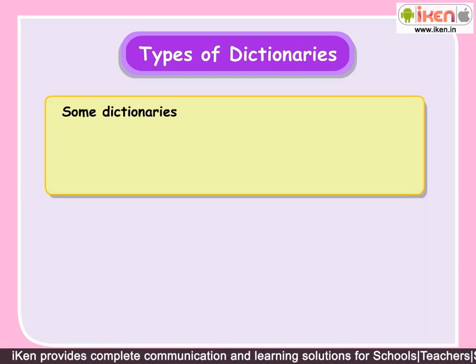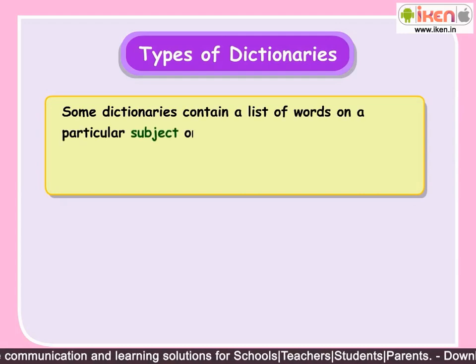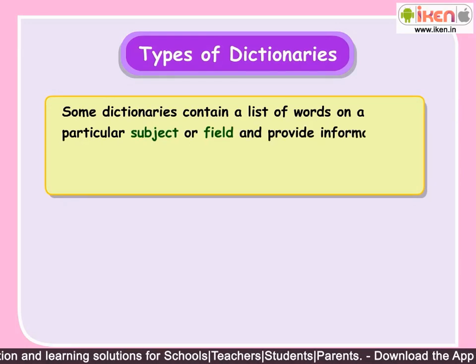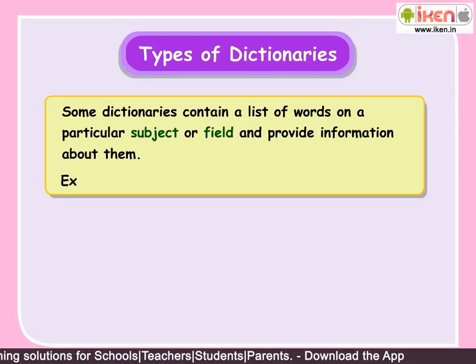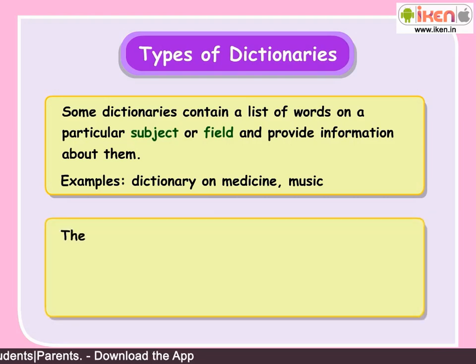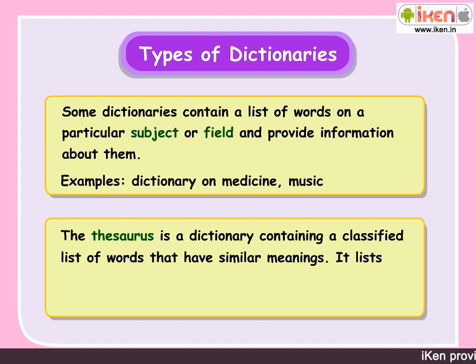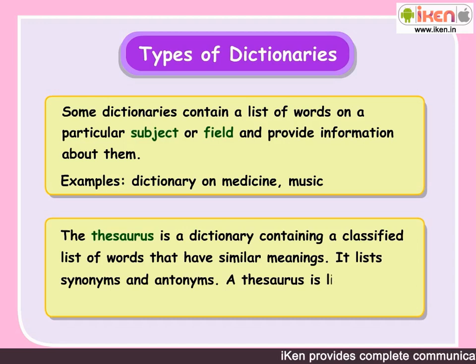Some dictionaries contain a list of words on a particular subject or field and provide information about them. For example, a dictionary on medicine or music. The thesaurus is a dictionary containing a classified list of words that have similar meanings. It lists synonyms and antonyms. A thesaurus is like a synonym finder.